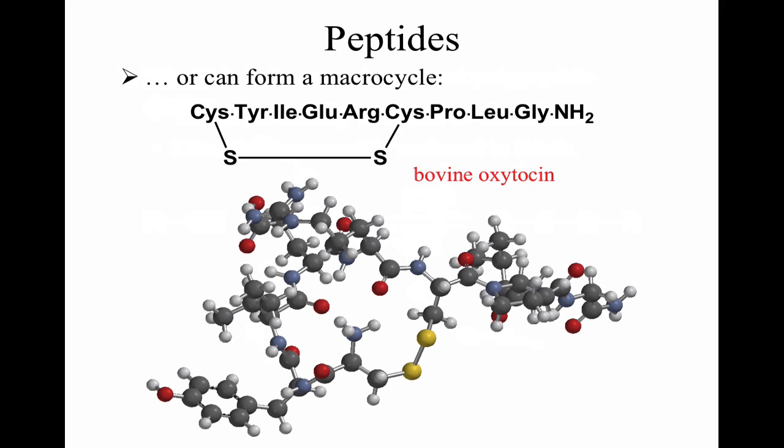And notice it's not a carboxylic acid. It's actually a C-terminal amide. Okay? This is called bovine oxytocin. Anybody know what it's used for? Bovine is cow. Anybody know what oxytocin is?